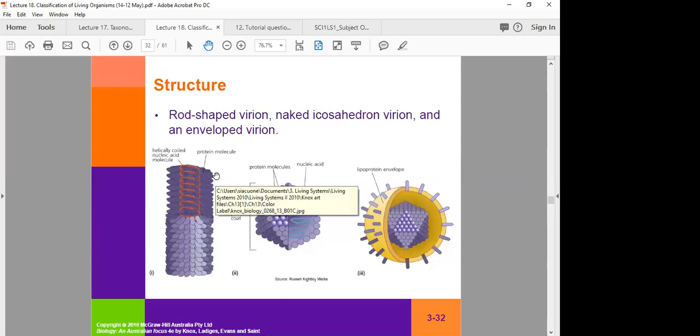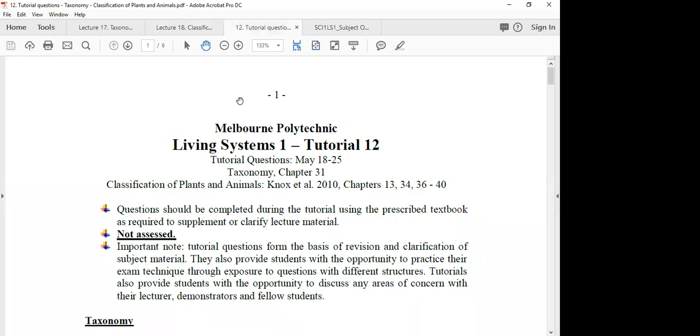And that completes our lectures for tonight. We will finish the second part of this lecture next week, but let's look at some tutorial questions. Here are the last set of tutorial questions for Living Systems 1. And of course, they are not assessed, but they're still important for the final exam.